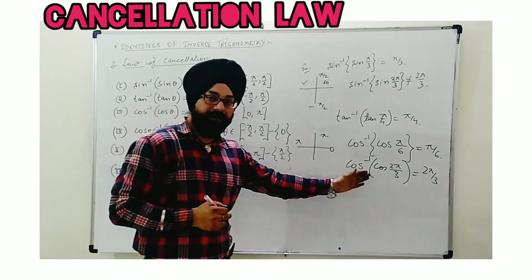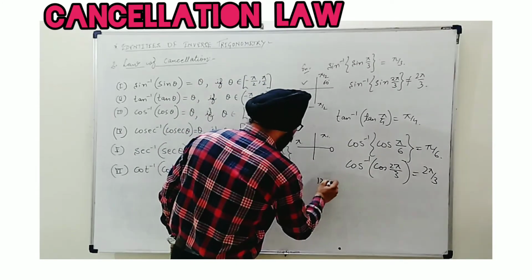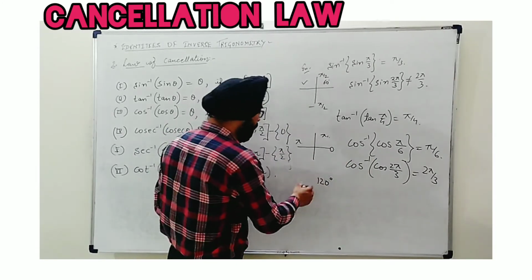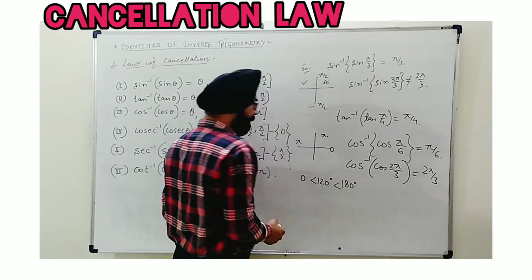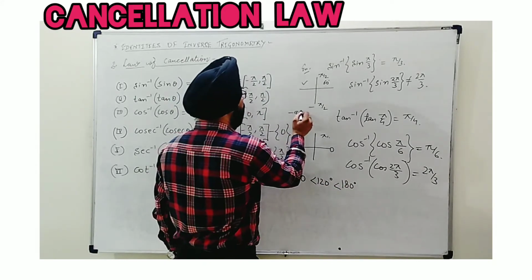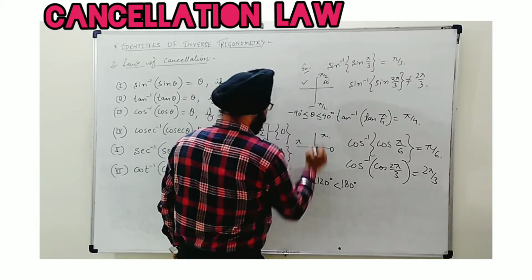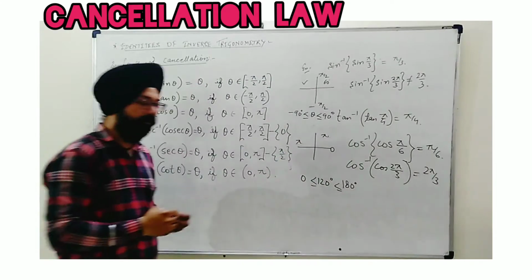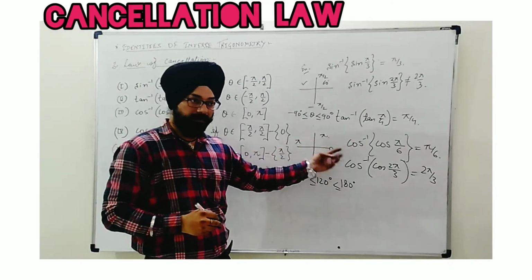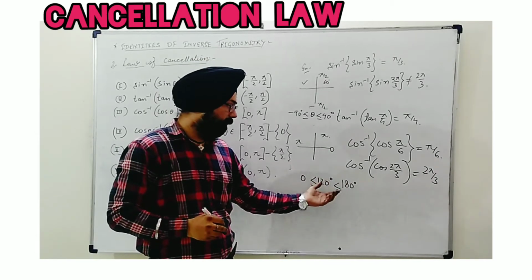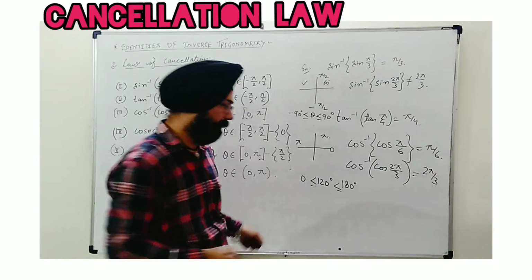Because 2 pi by 3, which is 120 degree, lies between 0 and pi. If you don't know, you can convert into degrees and check. 120 degree lies in the 0 to 180 interval. Here, for sine, we need minus 90 degree to 90 degree. These things are needed, then only we can go ahead. So for the group of cos, meaning sec inverse and cot inverse, we can cancel if 0 to pi is the range in which theta is given.